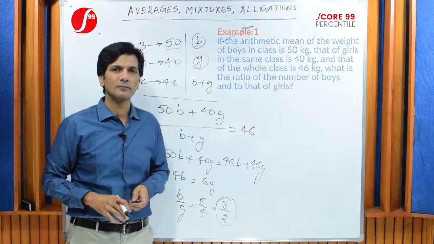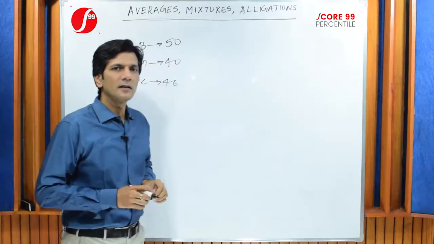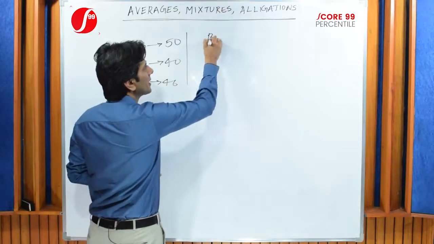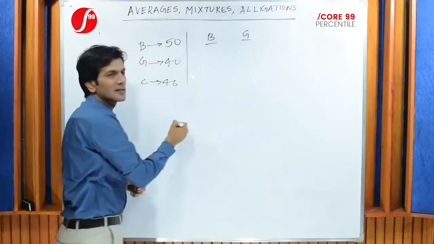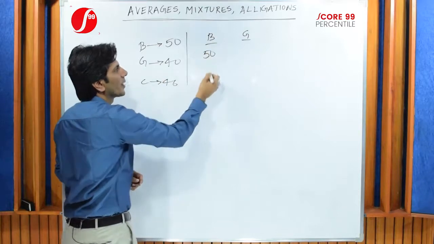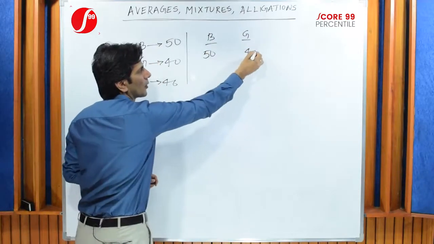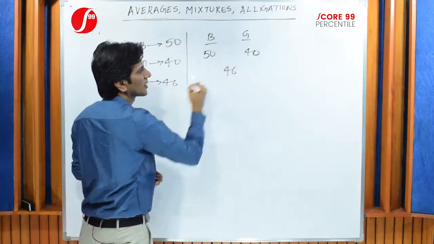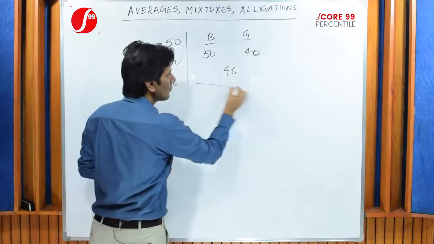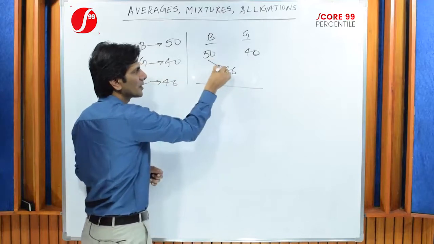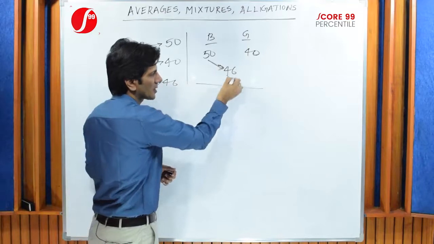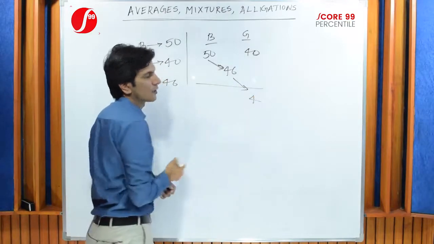Let's see how we do that. Using this alligations method, what we do is we write boys and girls, the average weights 50 and 40 in this manner, and we write the average weight of the class in the middle. Then we find the difference of these two values. 50 minus 46, we write this value here, which is 4.